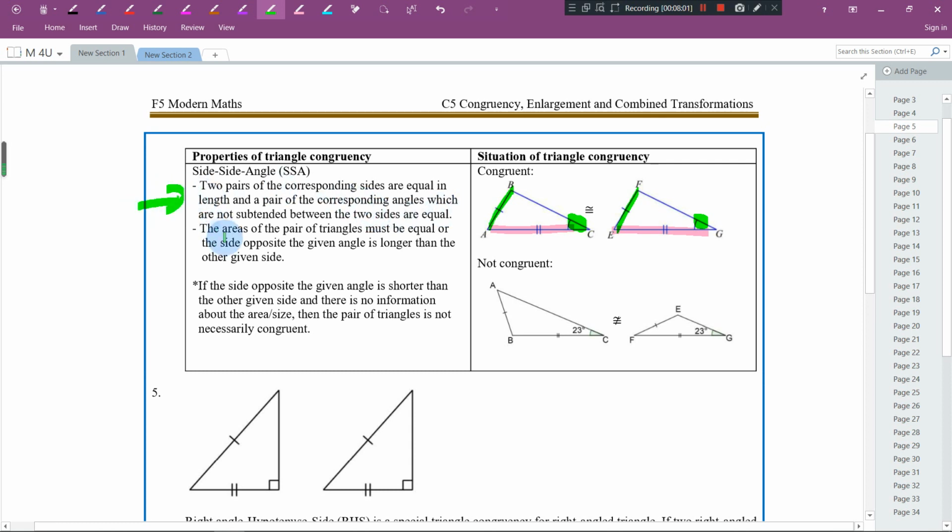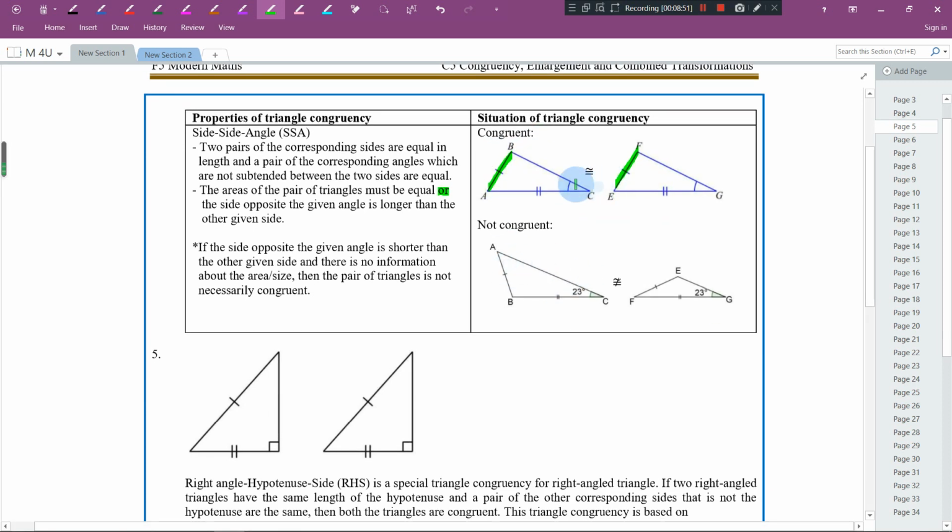If we only have this information and we don't have a diagram, we actually cannot make a conclusion that these two triangles are congruent. We need some extra information. For example, the area of the pair of triangles must be equal, or the side opposite the given angle is longer. It means here, if this one is longer than this, then we can say that they are congruent. If this is not longer than this, they can be congruent, they can be not congruent. Maybe until now you were a little bit confused. Later on I will show you a diagram, so it will be easier for you to understand.